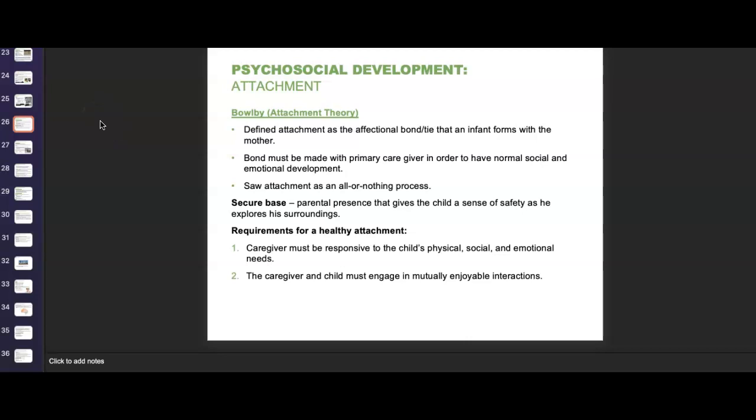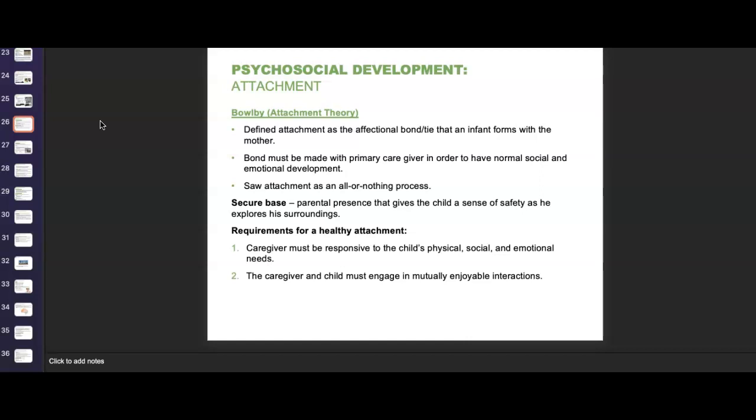In Bowlby's attachment theory, they defined attachment as the affectional bond and tie that an infant forms with the mother. A bond must be made with the primary caregiver in order to have normal social and emotional development. And they saw attachment as an all or nothing process. They created a phrase known as the secure base: a parental presence that gives a child a sense of safety as they explore their surroundings.